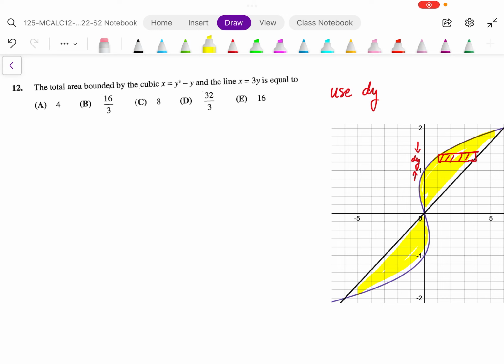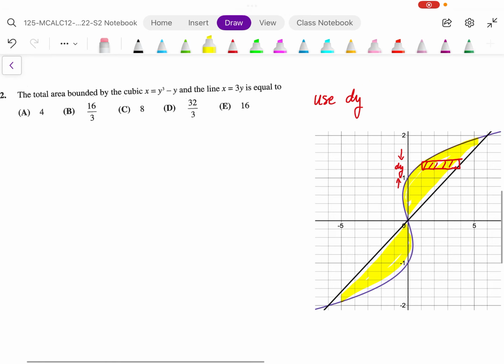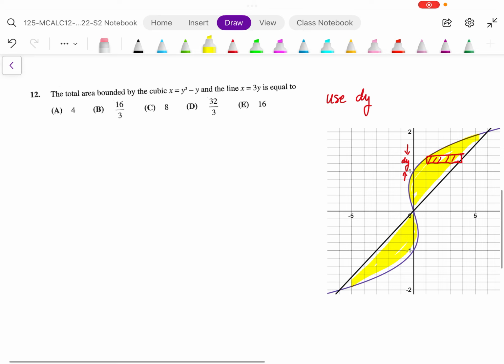There's another thing we're going to do here, in that we're only going to integrate from 0 to 2, because it is a symmetrical diagram, and if we find the area on the top half, we can double it for the area on the bottom half. Now, how do I know my bound is going to be 2? Well, I need to solve for this. So I'm going to make these x's equal to each other: y cubed minus y is going to be equal to 3y. And then I'm going to solve this equation to find the bounds.